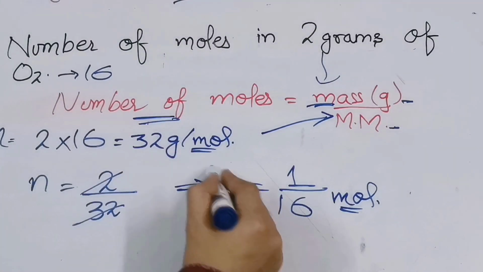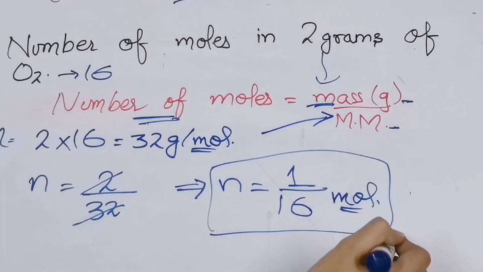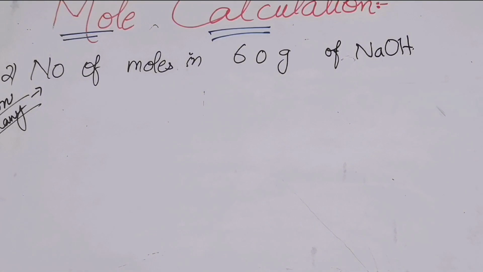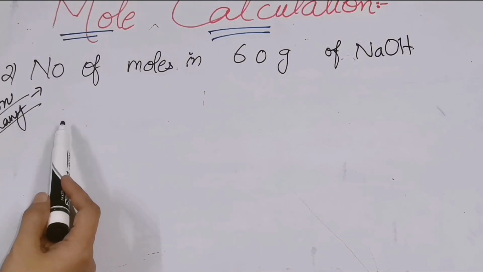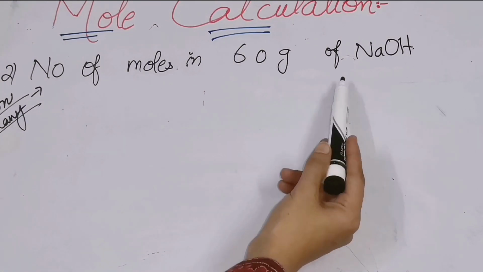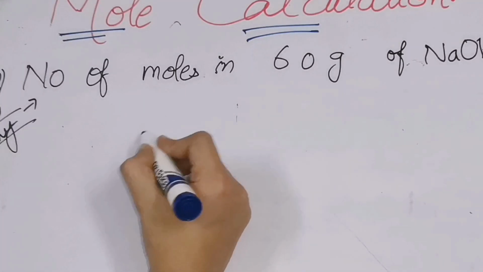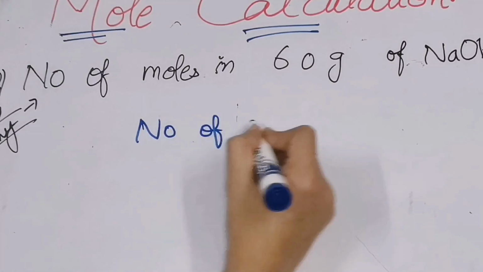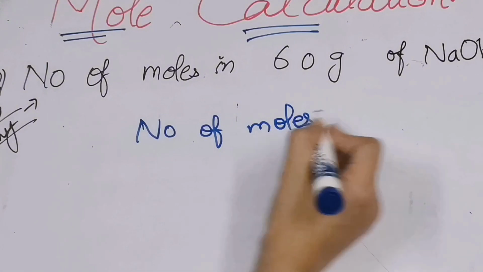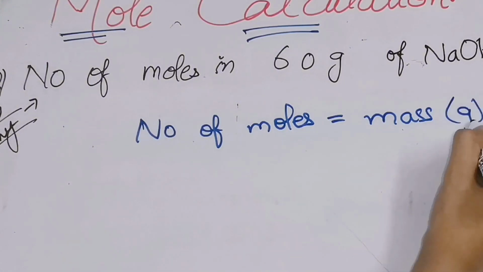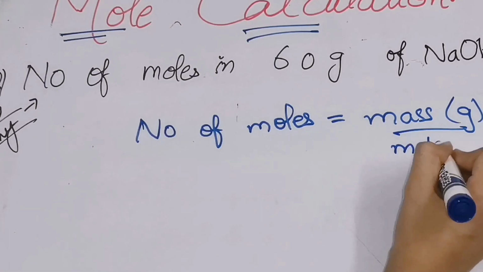So this is how we will find the number of moles. You can further divide it and write the answer in decimal form as well. Now the next example that I am going to discuss is how many moles are present in 60 gram of sodium hydroxide. For this we will use the same formula, that is number of moles will be equal to mass in gram divided by molar mass.